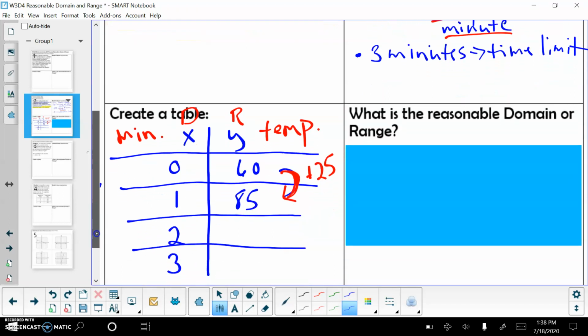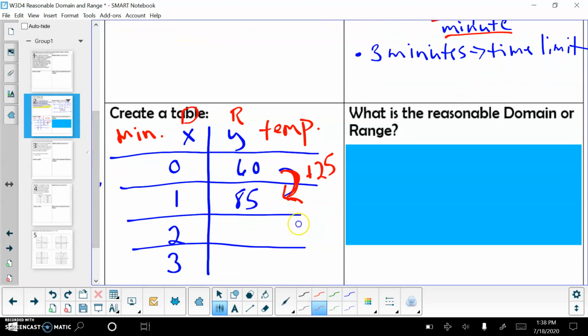And then if I keep leaving it on there for another minute, I'm going to have to add another 25 degrees. And then if I leave it on there for the last minute, I'm going to have to add another 25 degrees. So I'm just adding on that 25 degrees every time it's on there for another minute. So now I have to add 85 plus 25, so then it's going to be 110 degrees.